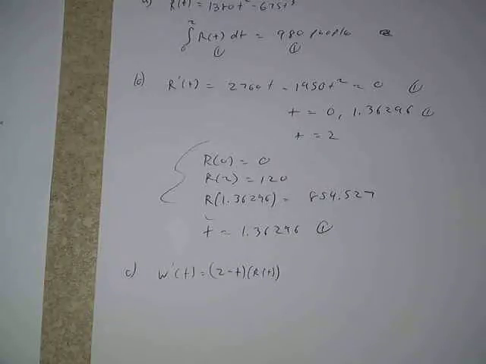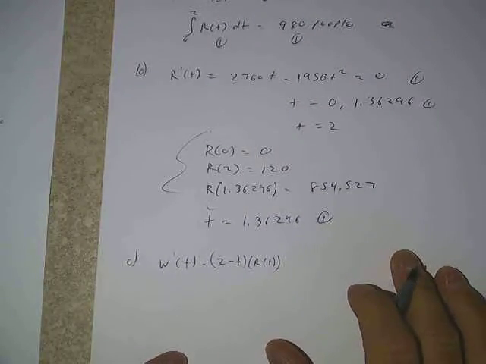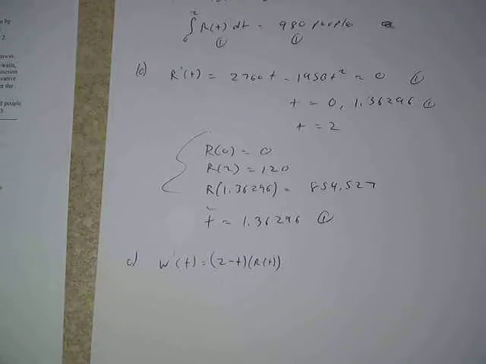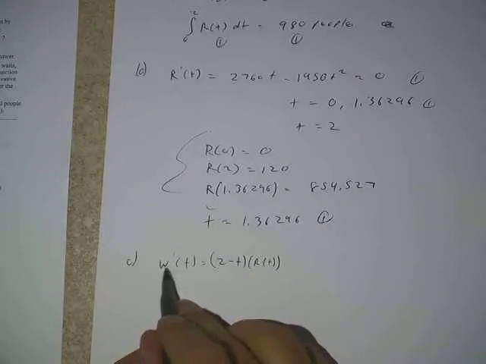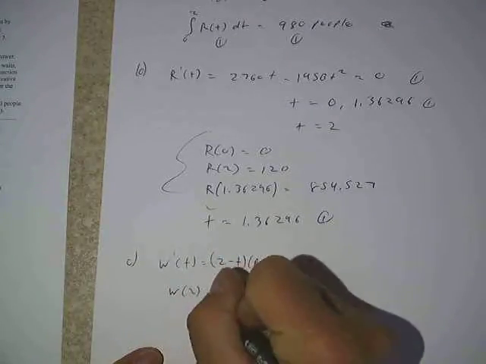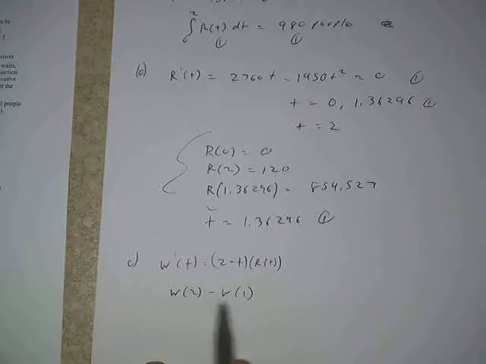And it says the derivative of W is given by the following. So we have this derivative function, and it's equal to (2 - t) times r of t. Okay, so that's our derivative function, if you will. And our job here is to find W of 2 minus W of 1, which is ultimately the total wait time for those who enter the auditorium after time 1, so after the first hour.